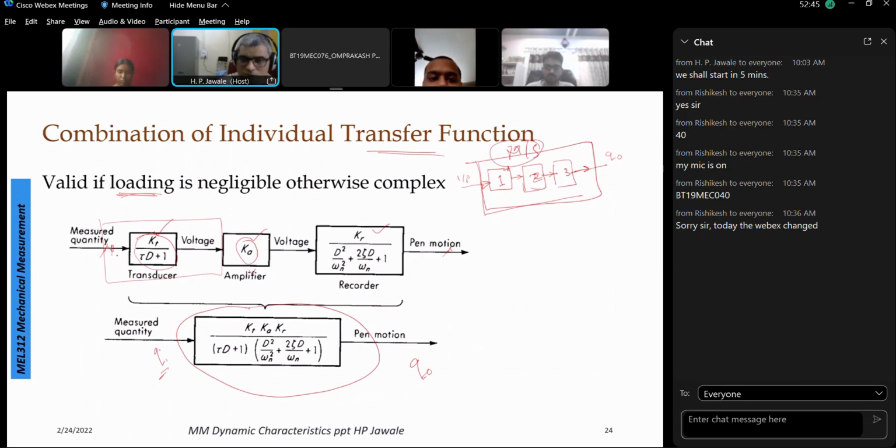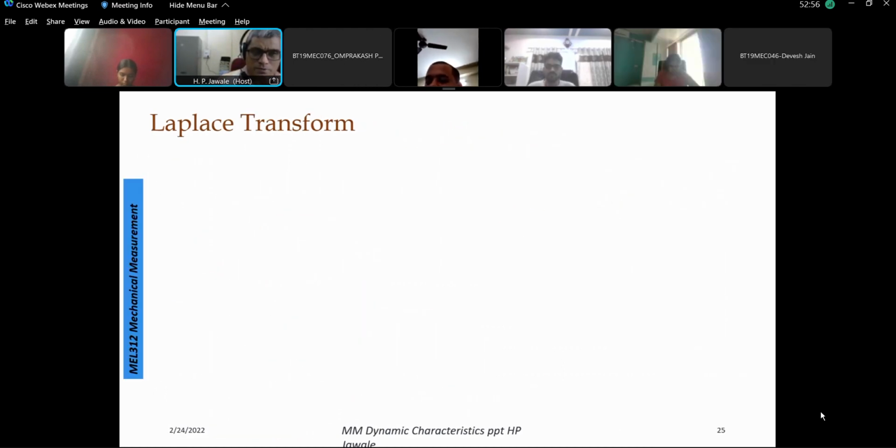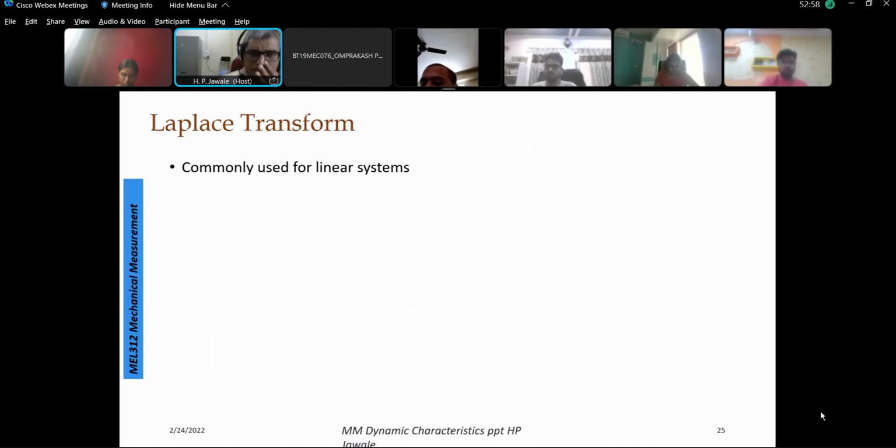If there is larger loading, the true input will not be taken to the very initial stage of the measurement device. Right? So we'll see. A similar thing can be done with the help of Laplace transform. It is commonly used for the linear system.